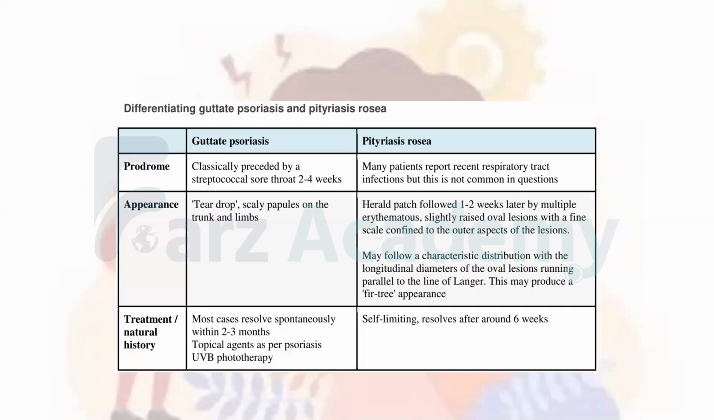So this is just a table differentiating guttate psoriasis and pityriasis rosea. In guttate psoriasis you see teardrop lesions. In pityriasis rosea you see a herald patch and the classical fir tree appearance. Treatment: pityriasis rosea is usually self-limiting. Guttate psoriasis is also self-limiting. If not, you give topical agents and UVB phototherapy.